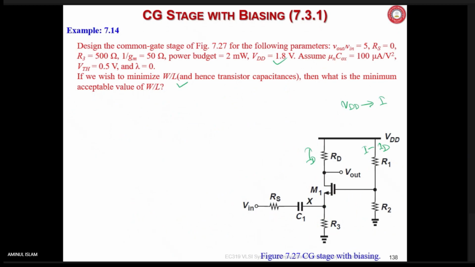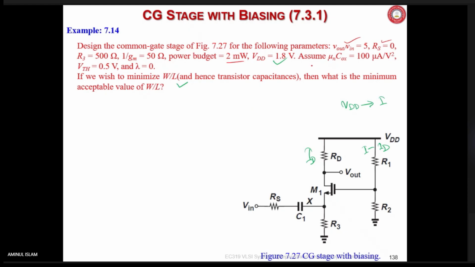Yeah. So one example is given here, 7.14 from the book and the previous discussion. It can be easily found. We wish to find out the design of the common gate stage of this figure. Certain values are given, like V out by V in, that is the gain, is given, and then RS is 0, R3 is given, 1 upon GM is given. Power budget is 2 milliwatt.